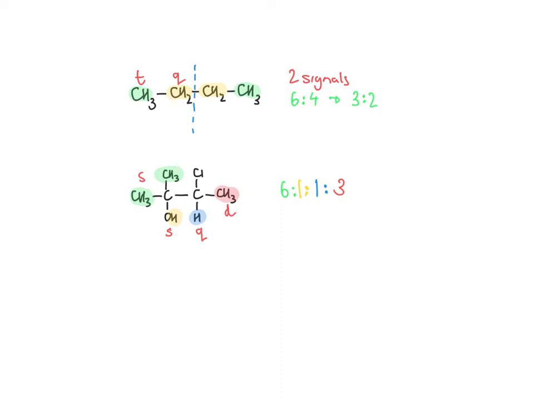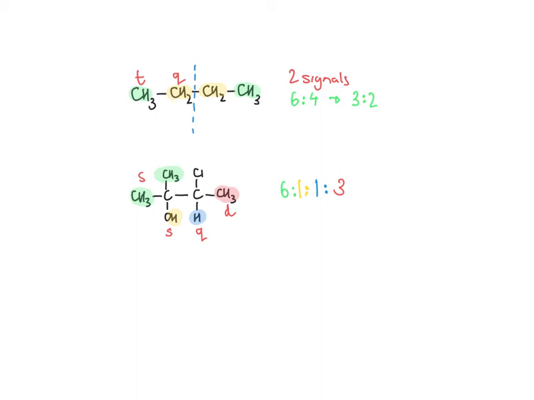The signal, starting from left, the signal responsible for the 2 methyls would be a singlet. The signal for the hydrogen in the OH would be a singlet. The signal for the CH with the Cl attached would be a quartet, and then the one for the methyl group on the far right would be a doublet. And that singlet on the left would have an integration value or ratio of 6, and then it would be 6 to 1 to 1 to 3.